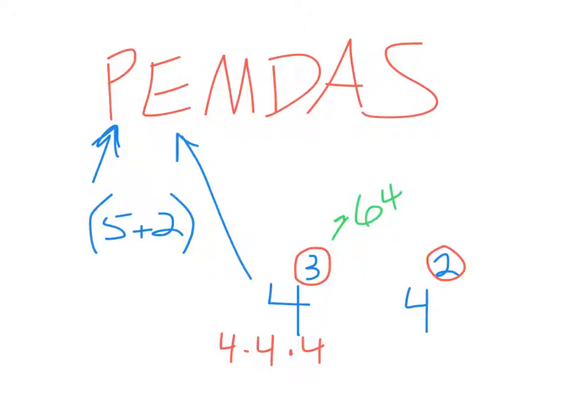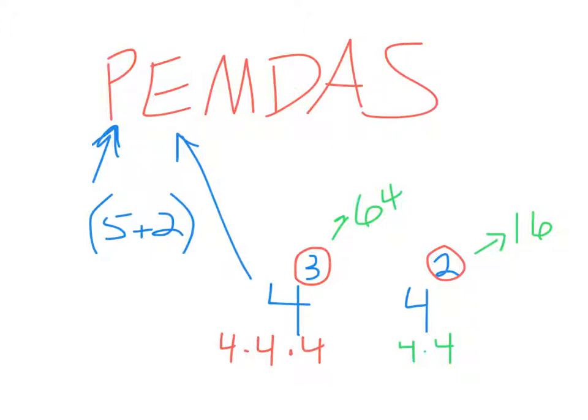Whereas 4 squared, that next one, just says to take 4 and multiply it 2 times. In that case, that would be 4 times 4, which is 16. Again, not to be confused with 4 times 2, which is 8. This is 4 to the power of 2, and that is 16.